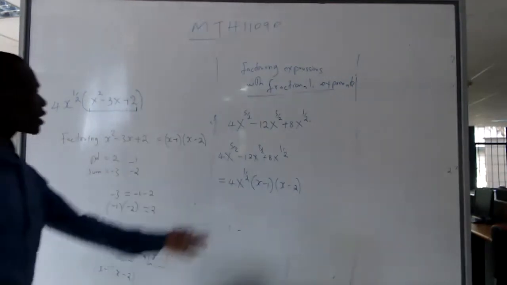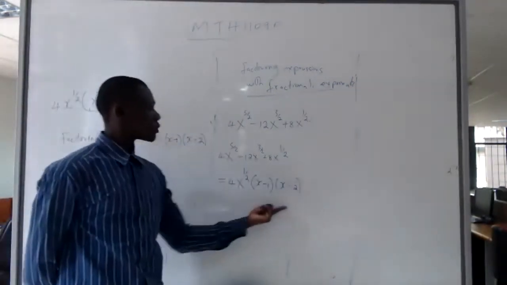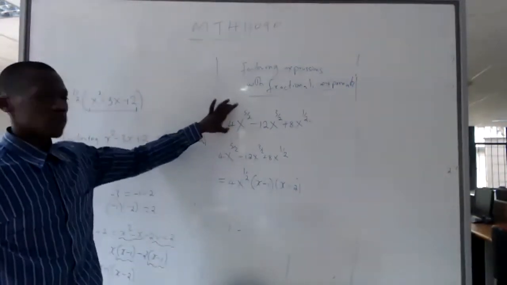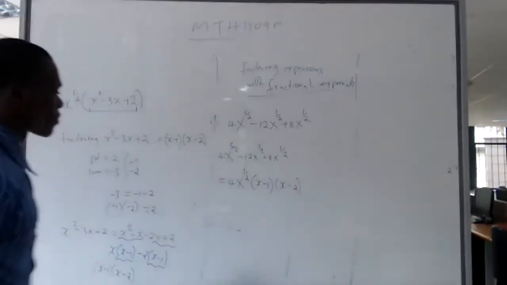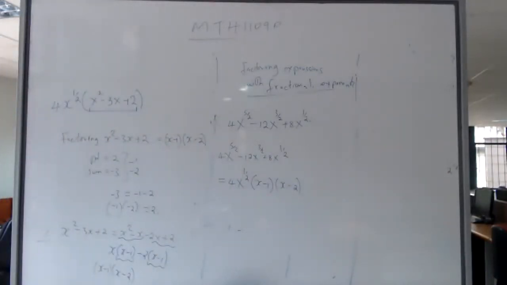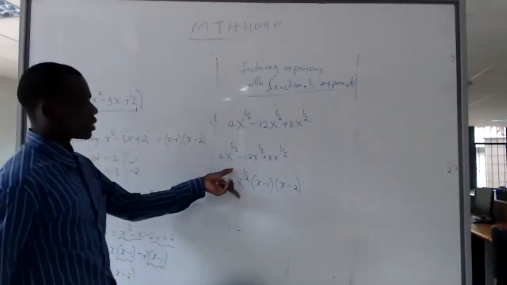And of course, to check if you're right, just expand the whole expression and see if you get back. Do we leave the answer as 4x to the power half, or do we have to factorize till the end? We leave the answer at this stage.